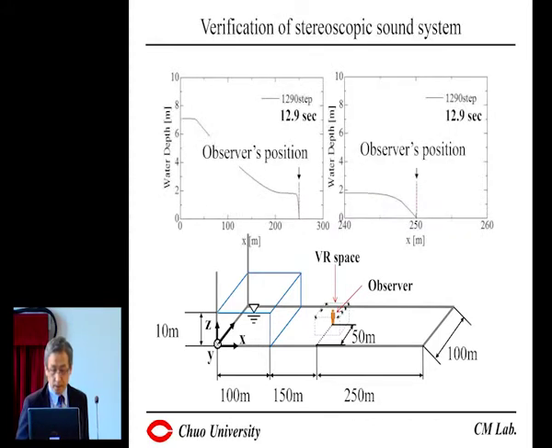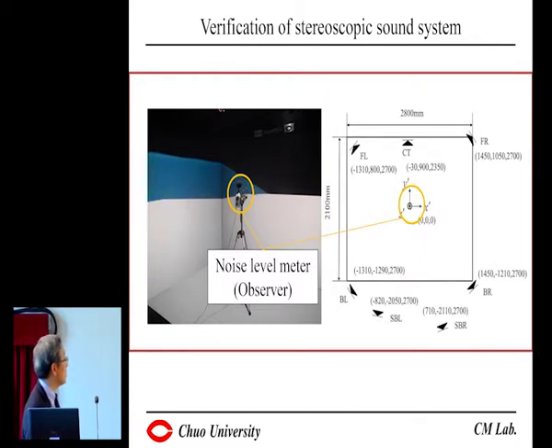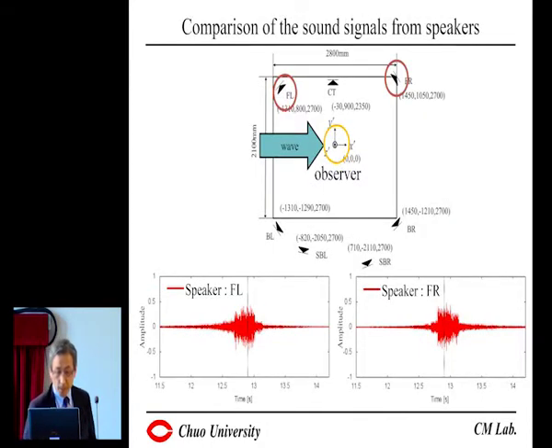And in order to realize a stereoscopic sound system, we employ the ambisonics techniques. The ambisonics is based on the spherical surface function expansion using computational results and sound source status. And this is an example. Here, this is the observer's position, and this is the initial condition of tsunami waves. And so tsunami waves pass the observers, and 12.9 seconds later the tsunami wave passed at the observer's position.